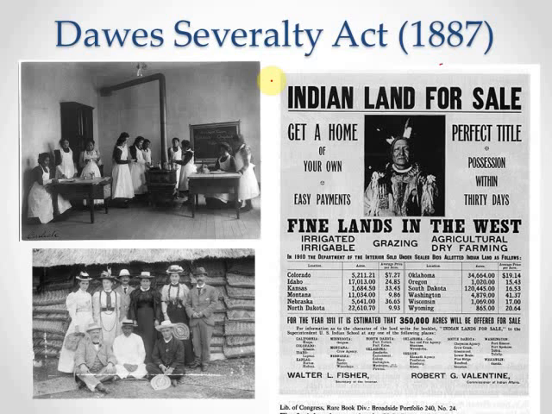The American government felt that they had to individualize to civilize. So that's the Dawes Severalty Act, the idea of individualizing the land to civilize them. Yes? What did you say? Thought they had to individualize? The U.S. government thought they had to individualize to civilize.